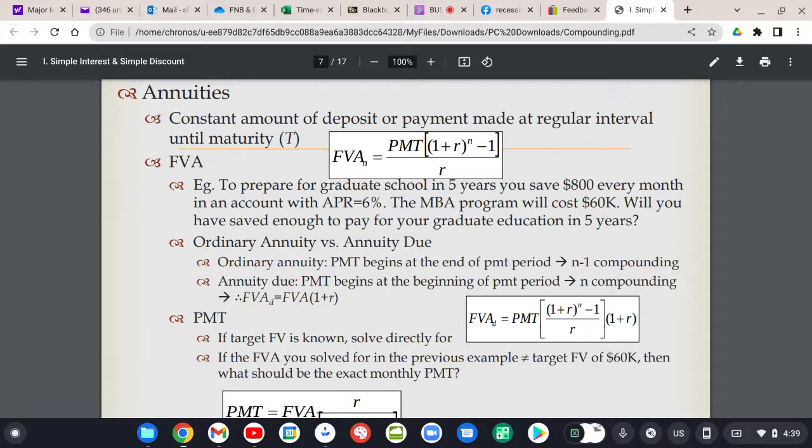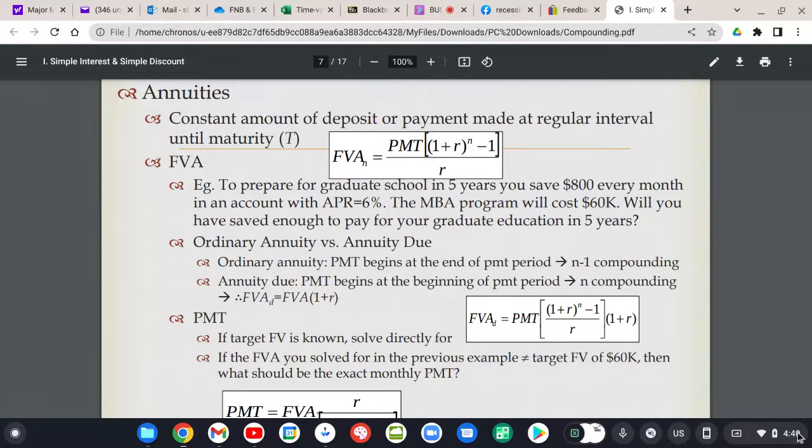So let's say you are planning to start the MBA program in 5 years. So you're going to save $800 every month. So let's say you get a part-time job, and from this part-time job you can save $800 every month at the end of every month, right? So here, what do you see? There's a regular amount saved at regular intervals.